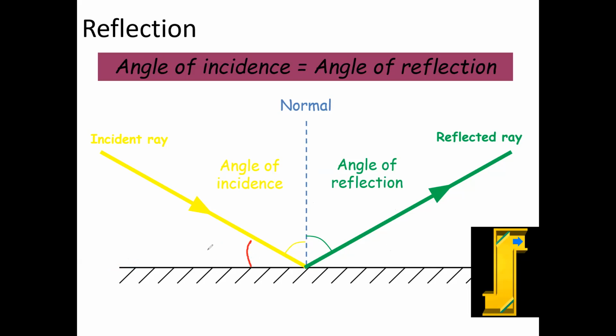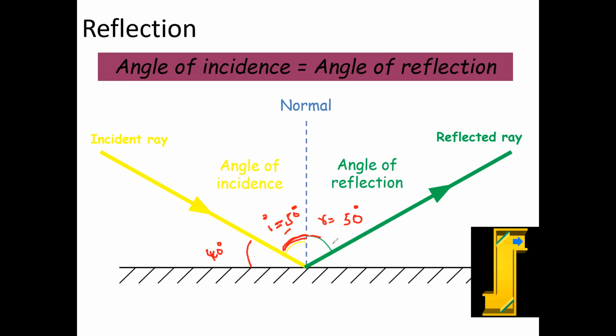If this angle is 40, what will be the angle of incidence here? If the angle between the incident and the surface is 40, what will be the angle of incidence here? So that is 50. And if the angle of incidence is 50, what will be the angle of reflection? The angle of reflection will also be 50, because these two angles will be the same.